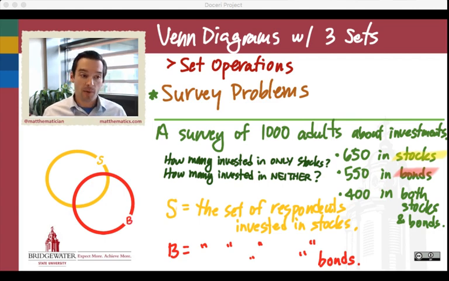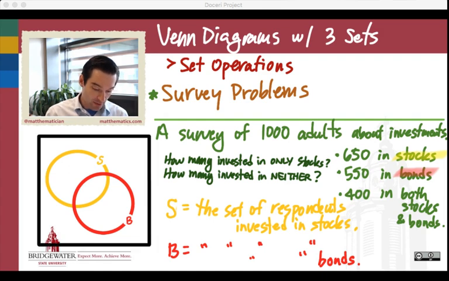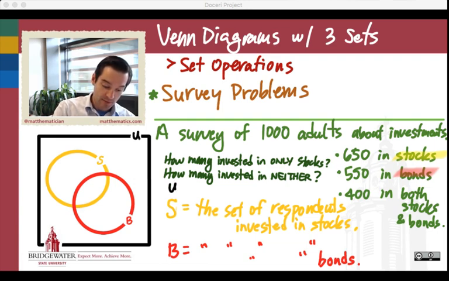And then there's one other thing that I want to put in this Venn diagram. It's not always something that we think about explicitly, but it probably should be, and that is the universe, right? So we have to define who all is a part of this whole Venn diagram. If you're not part of S or you're not part of B, then what are you a part of? We call that U, our universal set. This is a capital U. I'll write down here that U, the universe, is the set of all respondents to this poll, this survey.